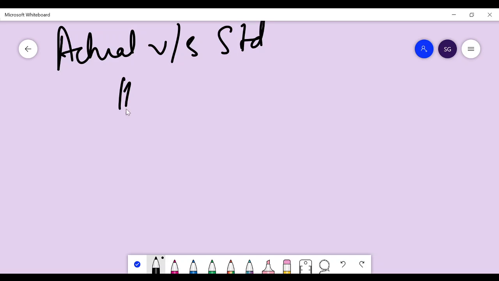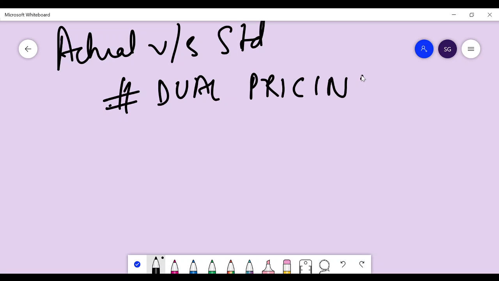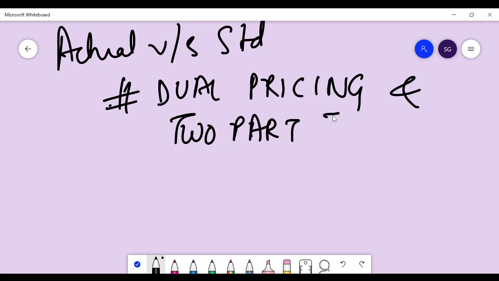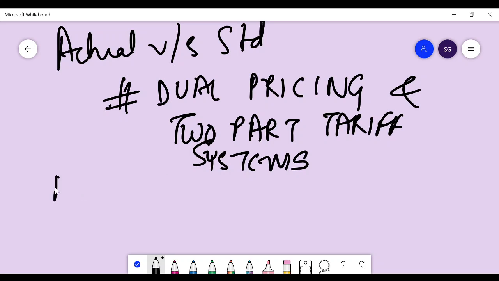Next topic that we have is dual pricing and two-part tariff systems. We know that fixed cost is not used in marginal cost based transfer pricing system. But then we have two types of marginal cost based transfer pricing system. One is dual and one is two-part.